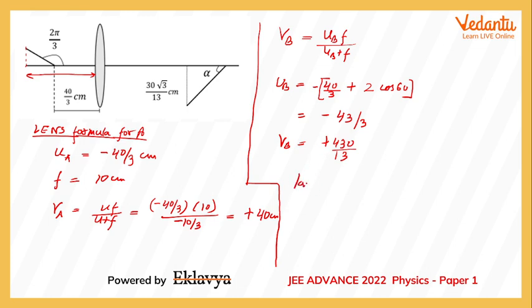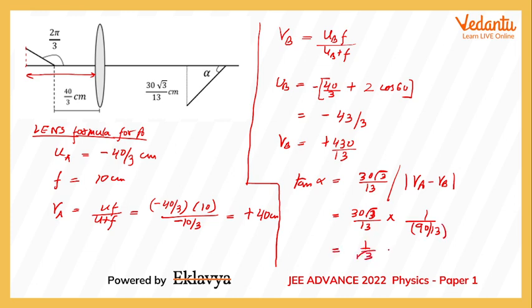Now we can directly write tan alpha. How can we write that? The given height, which is 30 root 3 divided by 13, we need to divide it by the mod of VA minus VB. When we do that, it turns out to be 30 root 3 divided by 13 into 1 upon mod of VA minus VB, which turns out to be 90 by 13. When you do the math, 13 gets cancelled. We end up getting 1 by root 3, which means alpha is 30 degree, or pi by 6. Therefore, the value of n will be 6. So 6 will be the answer to this question.